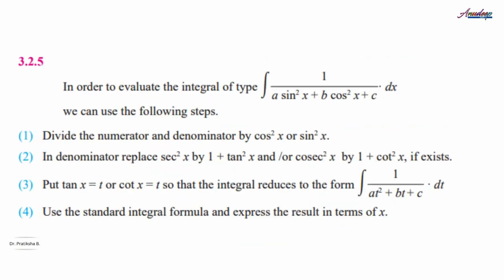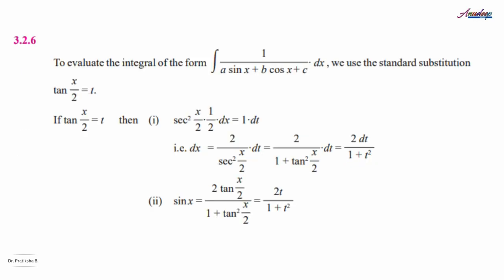You see another form of the integral, that is 1 over a sine square x plus b cos square x plus c. Here you can divide the denominator and numerator by cos square x or sine square x, and then you replace tan x as t or cot x as t, and in the denominator you replace sec square x by 1 plus tan square x, and then you do the substitution. When you substitute tan x by t and simplify it further, you get the required integral in the standard form, and then you can solve it.